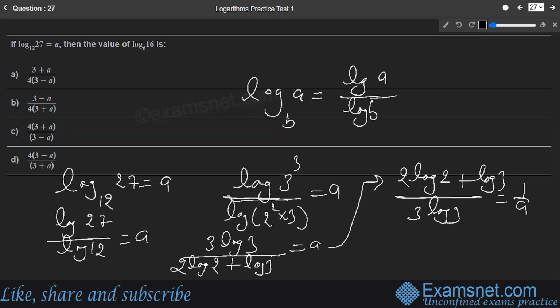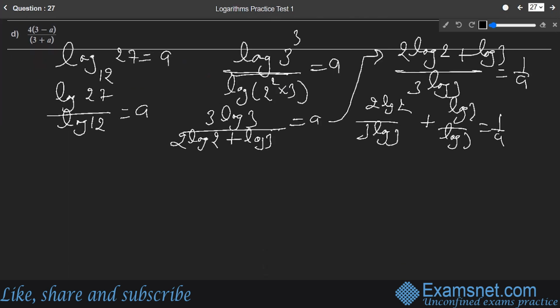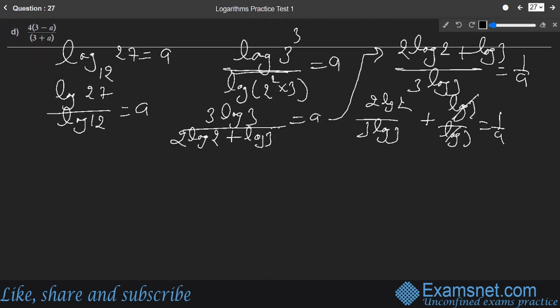Now, if you separate them, it becomes 2 log 2 over 3 log 3 plus log 3 over log 3 is equal to 1 by A. This is what remains. And this log 3 and log 3 get cancelled out with each other. So what are we left with? We are left with 2 log 2 over 3 log 3 is equal to 1 by A.